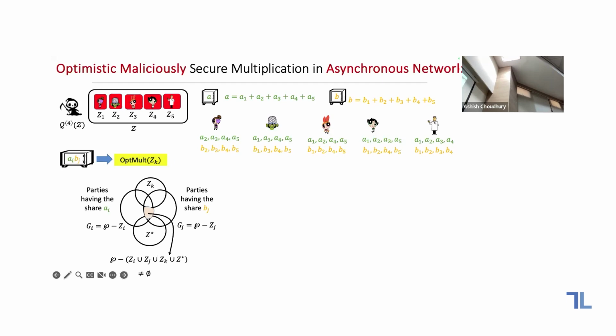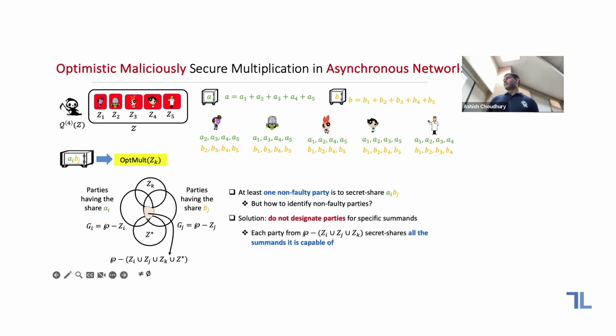And in the optimistic multiplication, in the kth instance, you are not letting the kth subset, and you are also considering the actual subset of bad parties, which is say Z star. It is still non-empty. That means we are guaranteed to have at least one honest party who can secret share the correct version of ai times bj in the kth instance of optimistic multiplication. That's good. But now how do we identify a non-faulty party? We do not know who is the non-faulty party in the system.